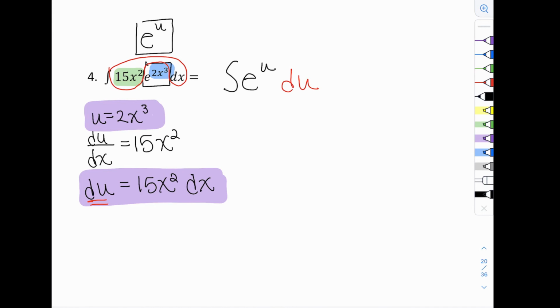And now let's integrate. Well, the integral of e to the u is e to the u. Because we're integrating, we'd also have a plus c. Last step is to substitute back. So we get e to the 2x cubed plus c, and that's our final answer. And if you check by taking the derivative, you'll get back to the original function that we started with.